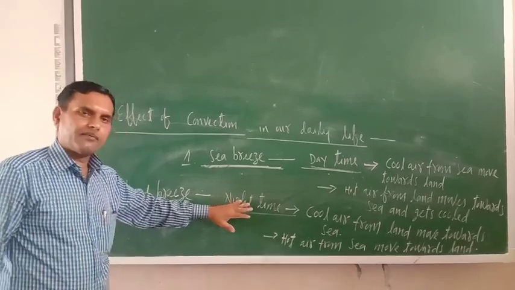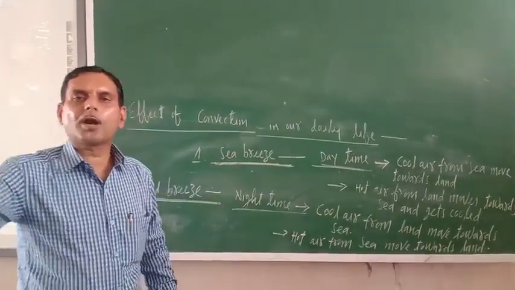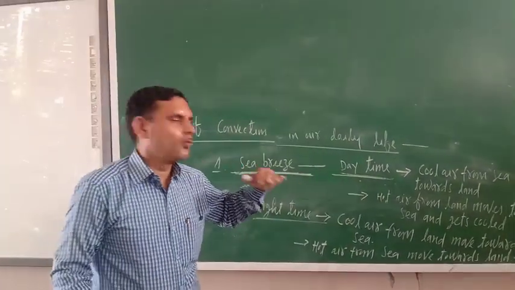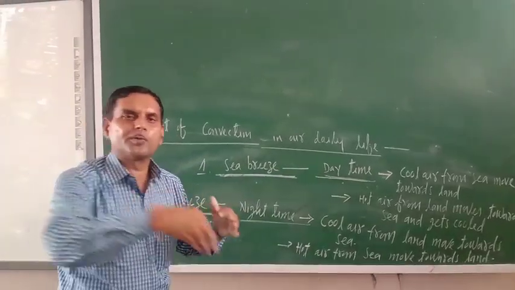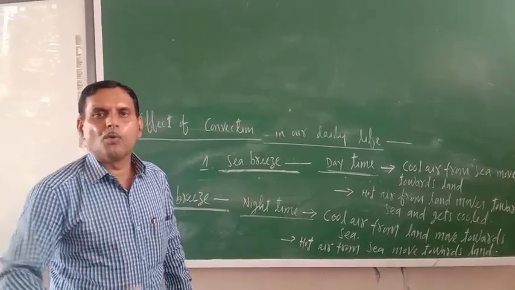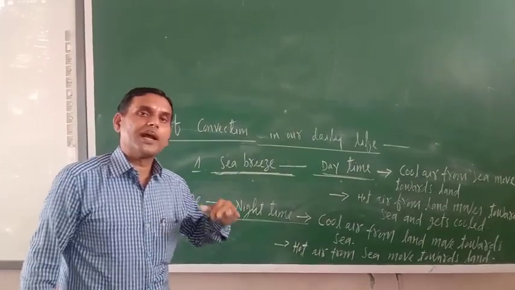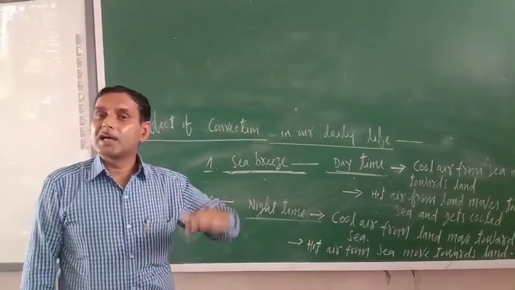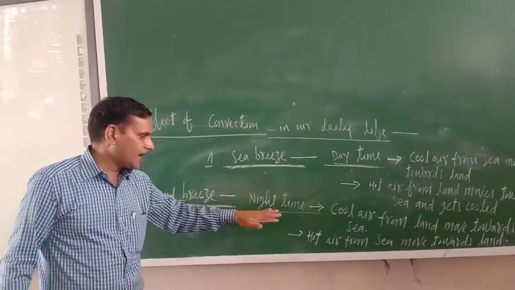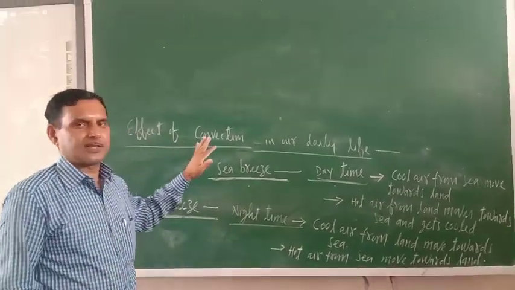In daytime, what is happening? Land is more hot, while sea water is less hot. So cool air from the sea will move toward the land, while in night time, land is cooler than sea water. So the cool air from the land will move toward the seaside in land breeze, or in night time. This way, now I have completed convection.